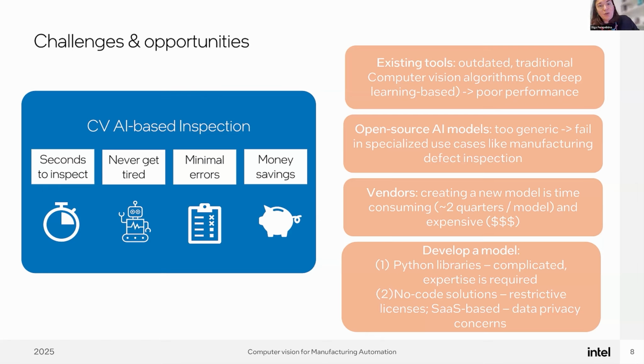Then you can, of course, use some open source AI models, and there are many, many models in the world. But they are very generic because they are trained on just internet data, and they will fail in some specialized use cases like manufacturing defect inspection. Of course, you can go to third-party vendors and have a model developed, but it's time-consuming and very expensive. Or, as a factory operator or factory worker, you can develop your model by yourself, but of course you need to have some experience in Python, be a developer, and know all these tools.